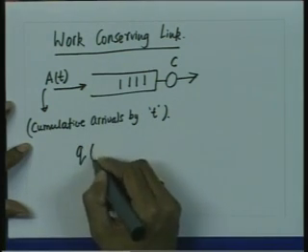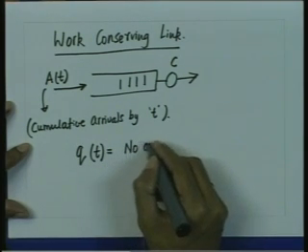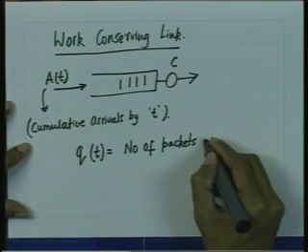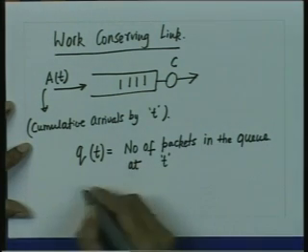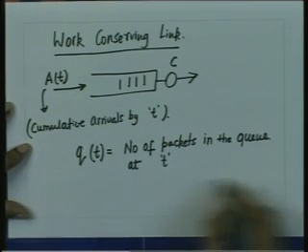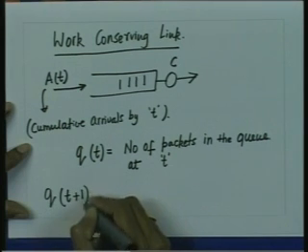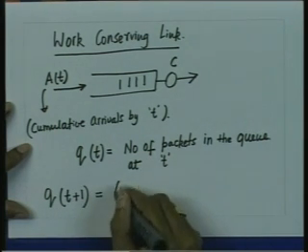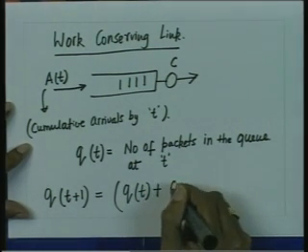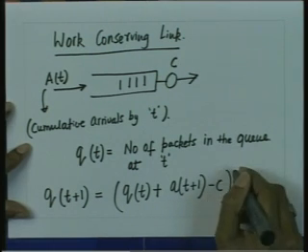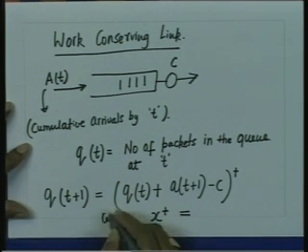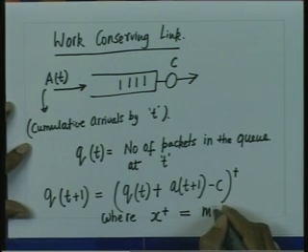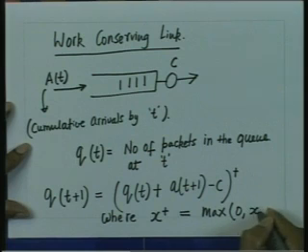So for this work conserving link, it is easy to see that if Q(t) denotes the number of packets in the queue at time t, so this is essentially the buffer length, then it can be shown that Q(t+1) is given by (Q(t) + a(t+1) - C)+, where x+ I am using to denote the max of 0 and x. So the maximum of this.